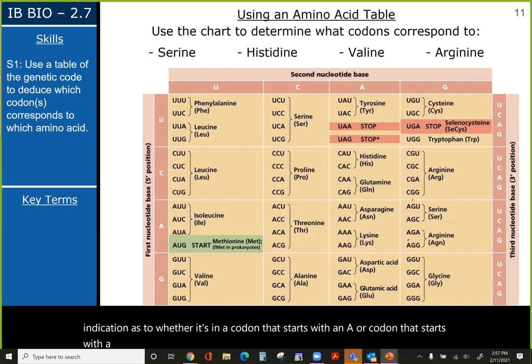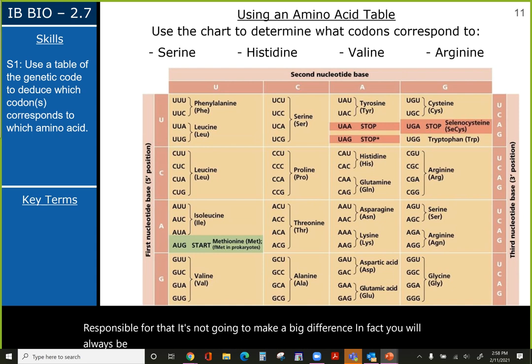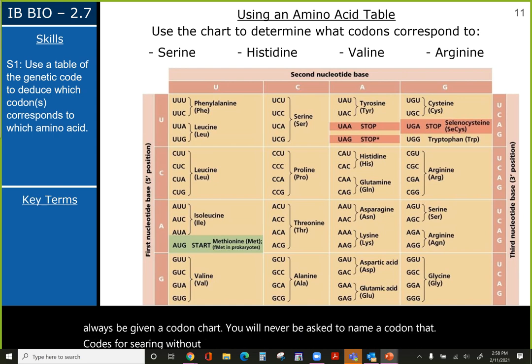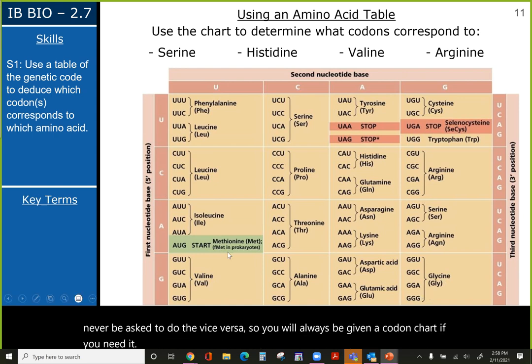You are not going to have to be responsible for that. It's not going to make a big difference. In fact, you will always be given a codon chart. You will never be asked to name a codon that codes for serine without a table, or you will never be asked to do the vice versa. So you will always be given a codon chart if you need it. Okay, let's keep going.